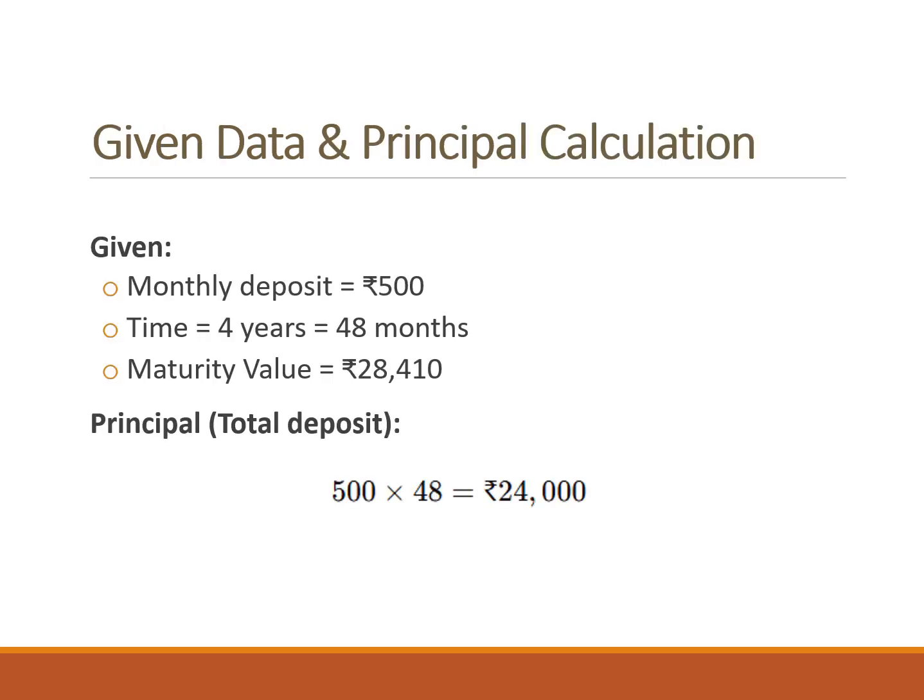Here's what we know. Shobna deposits 500 rupees each month for 4 years, which is 48 months. So, the total amount she deposited, or the principal, is 500 multiplied by 48, which gives 24,000 rupees. The maturity amount is 28,410 rupees.